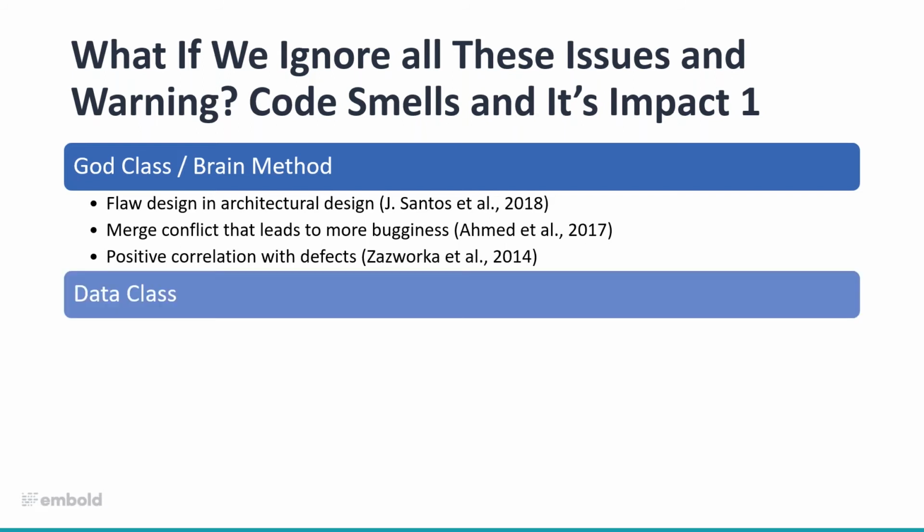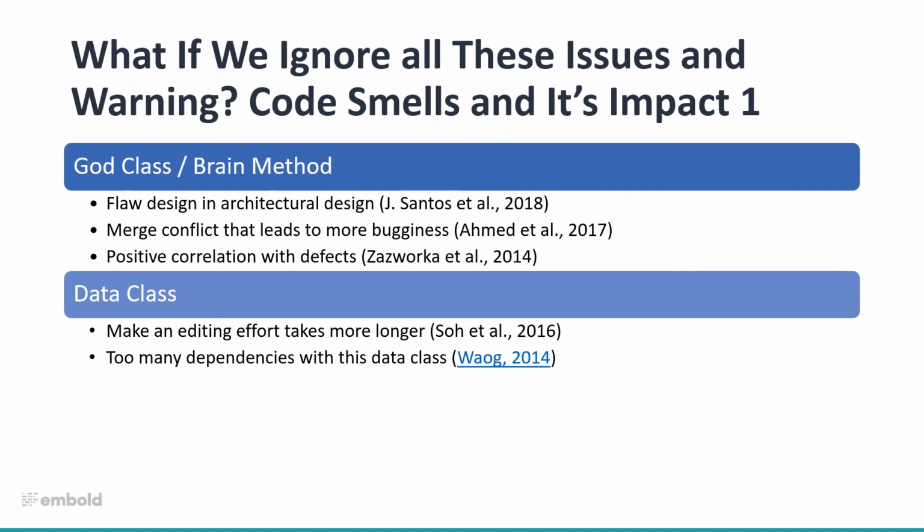Okay, and the second code smell is called data class. A data class is a dumb holder. I mean, a class that holds data, consisting of getters and setters methods. It does not do anything, just holds the data. I mean, it really violates the principles of object-oriented design. So what could be the impact if we ignore this data class? The editing effort will take much longer than usual, and also this data class actually has too many dependencies on other classes.